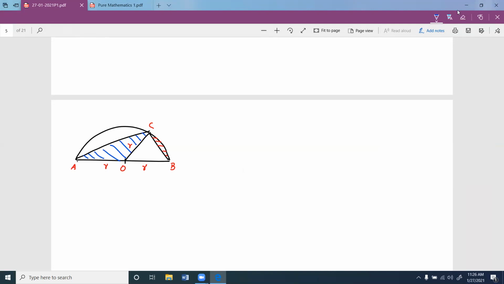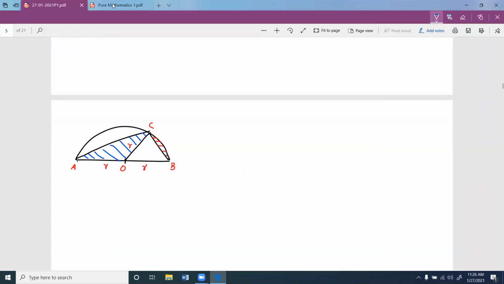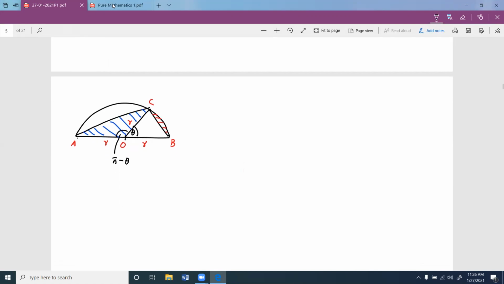Right, okay. And what are the other facts given? Theta is given over here, an angle theta. If this angle is theta, what can I say about this angle? That turns out to be pi minus theta. Then they have given that the area of AOC is equal to 3 times the area of the segment CB. That's a fact they have given.